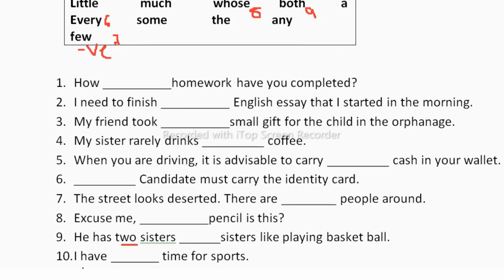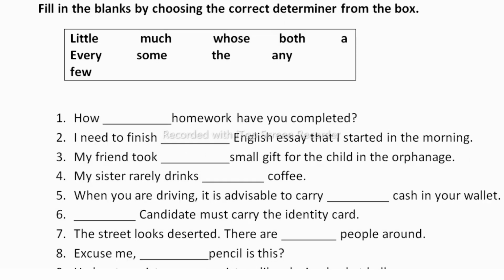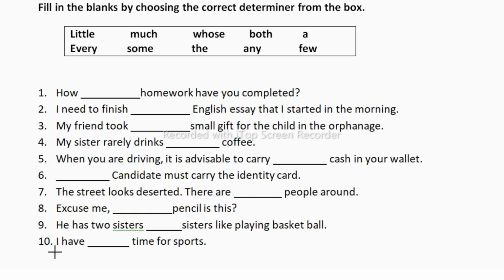Now here, I have dash time for sports. Here we have to use little. I have little. The 10th one is little. So this one is the 10th. I have little time for sports. Little means negative, no time. So this one is your correct answer.